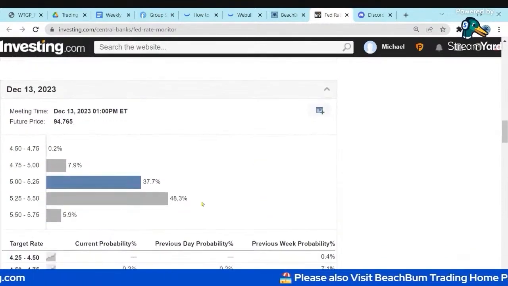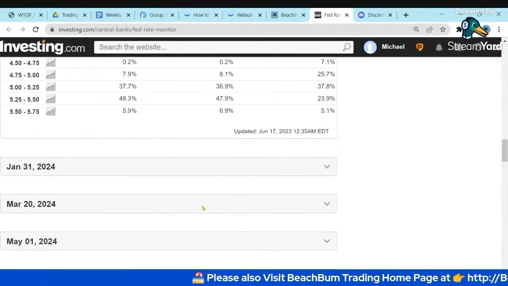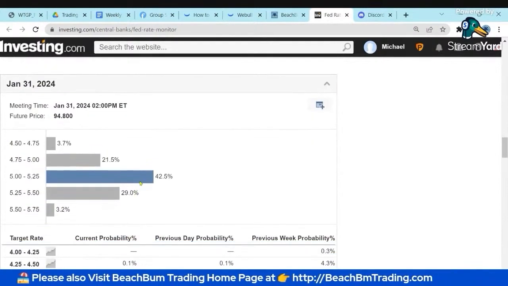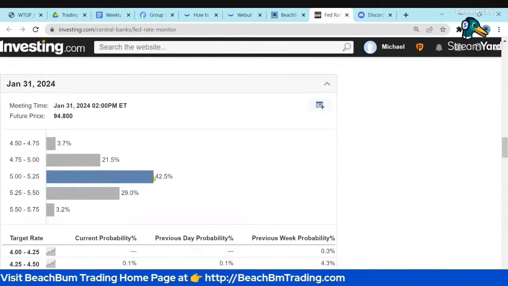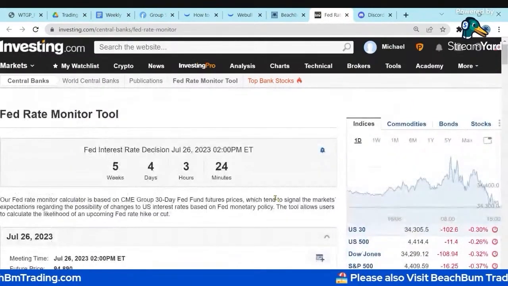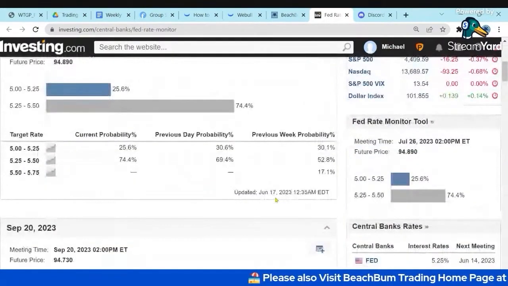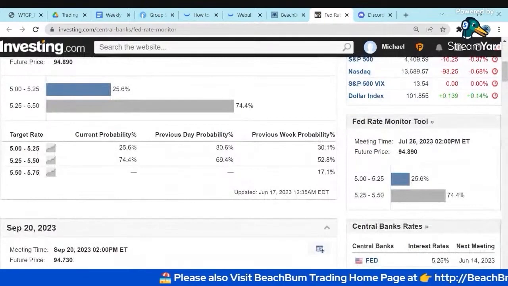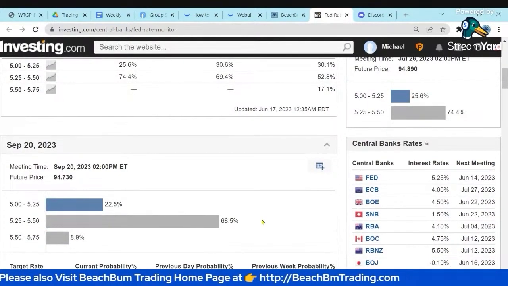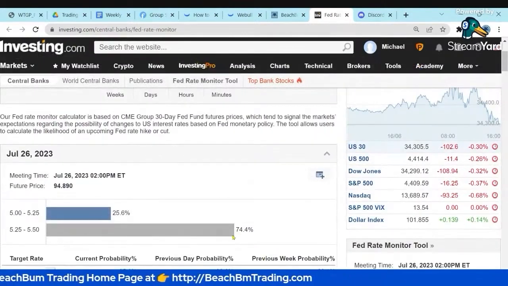So the Fed rate monitor tool is saying only 1 hike, and then they're looking at cuts starting in 2024. So again, you can use this Fed rate monitor tool. These probabilities change as we get new data, etc. So again, we're seeing this hawkish skip, and they're expecting they'll come back in July and hike another 25 points.